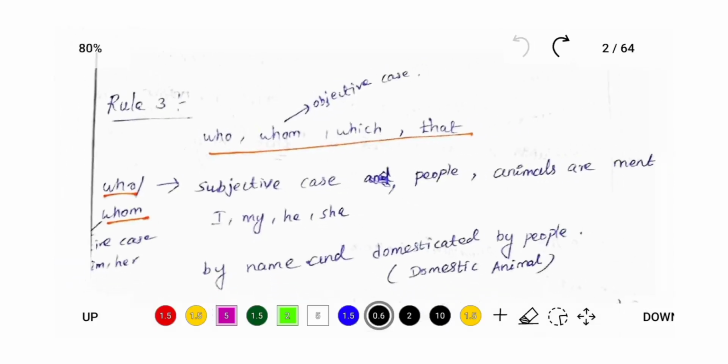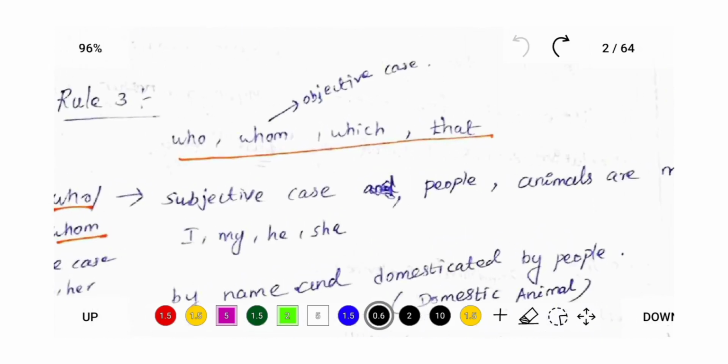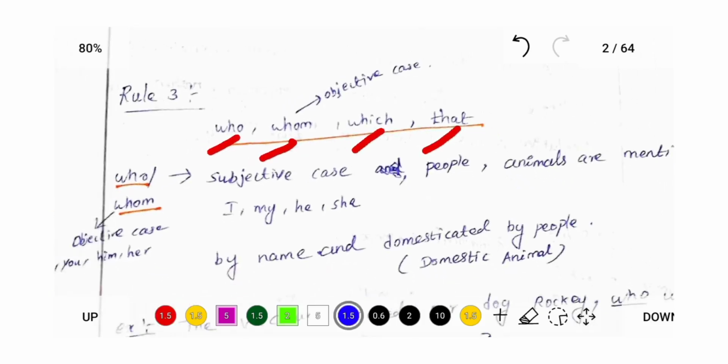Hello students and aspirants. In this video we are going to see rule number 3. Rule number 3 is about relative pronouns: who, whom, which, that. These all are relative pronouns. And who is used in subjective case. Whom is used in objective case.